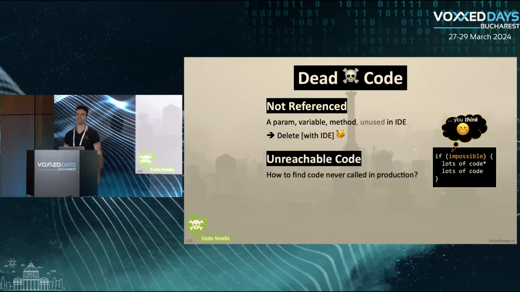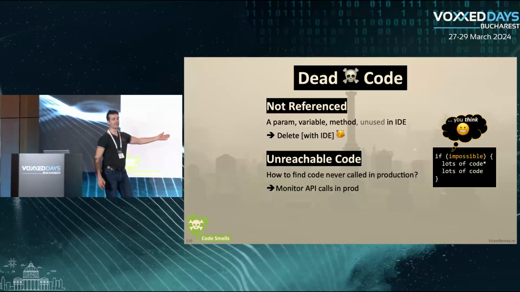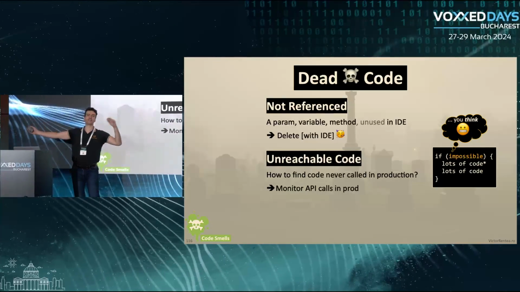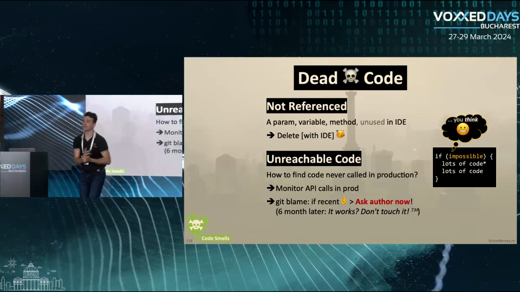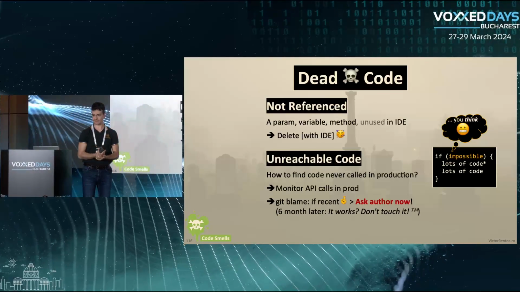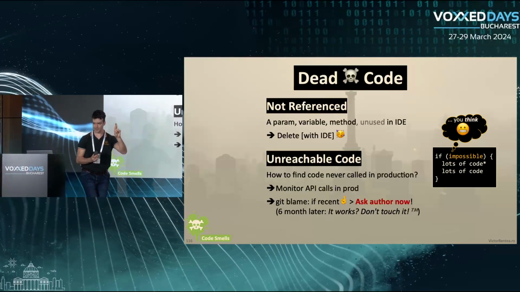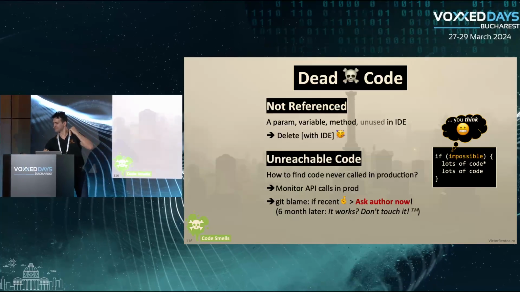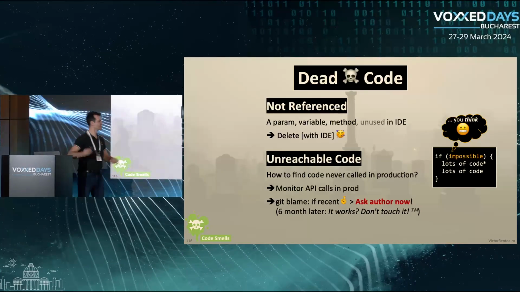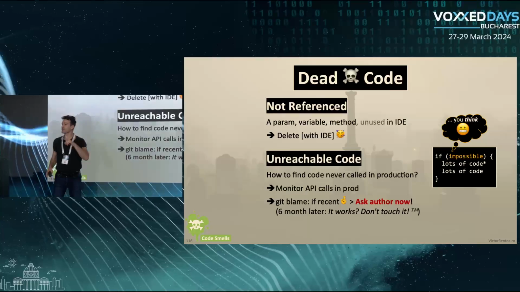How do you find code which is dead in your codebase? You can monitor API calls. Some people try to use profilers, all sorts of things. But here's one: please, first, I beg you, Git blame the code. Perhaps it's recent. If it's recent, call the guy. You're Victor. Is that still needed? No, thank you. Delete.